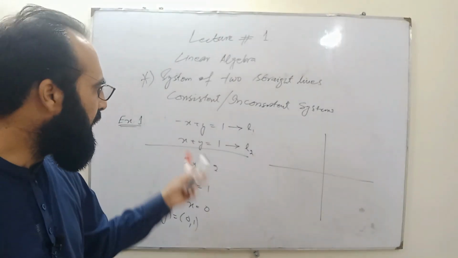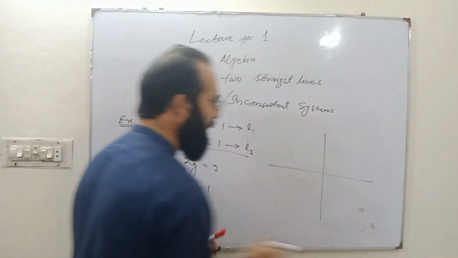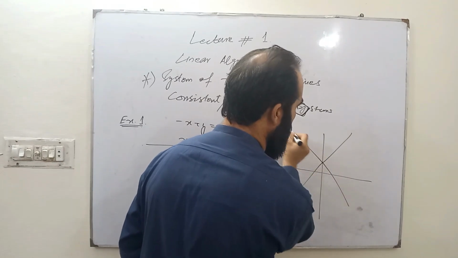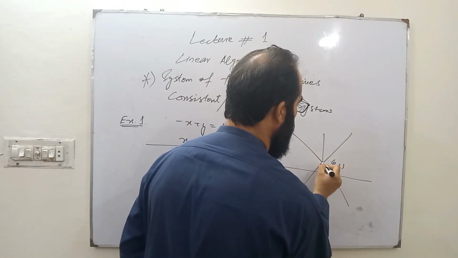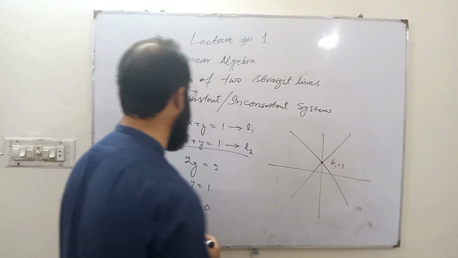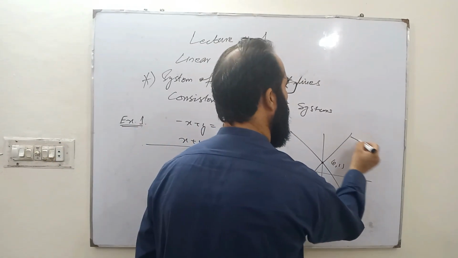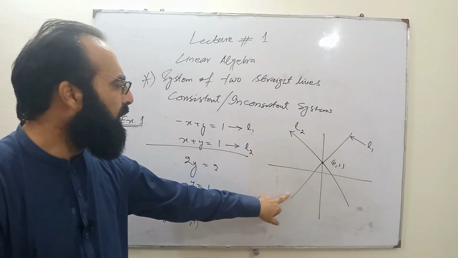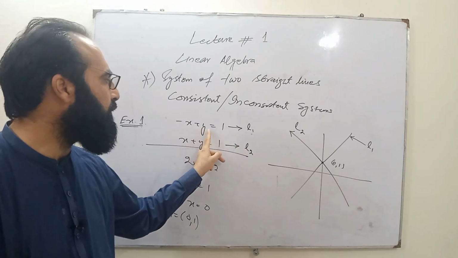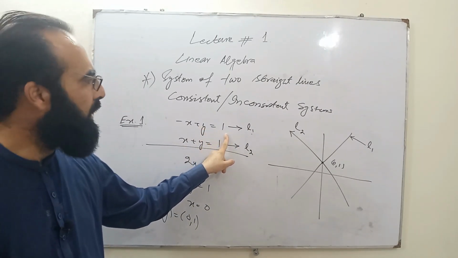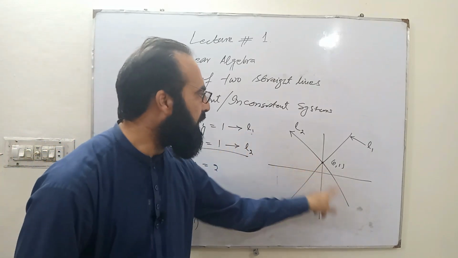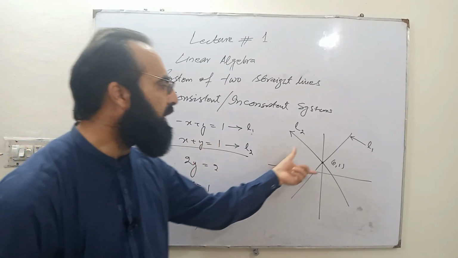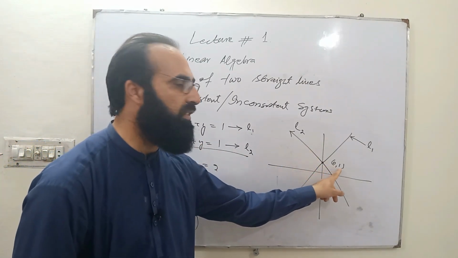Use the previous technique and draw these two straight lines. You will get L1, this straight line is basically minus x plus y is equal to 1. And this straight line is representing L2, which is x plus y is equal to 1. And the point of intersection of these two is (0, 1).